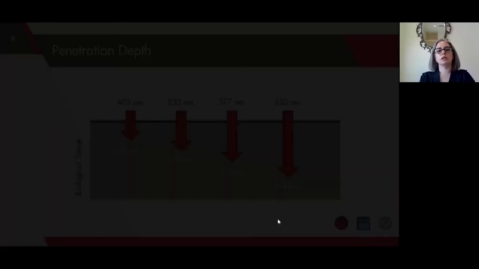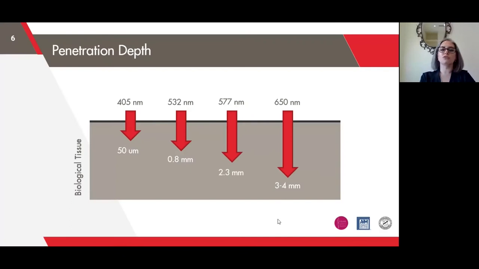Again, the same concept approximately: with a blue laser, I have 50 microns penetration depth. With a green laser, I have less than 1 millimeter. With a yellow laser, I have approximately 2 millimeters. With 755, I have approximately 3 millimeters penetration depth. And with NDF, I have approximately 4 millimeters penetration depth.